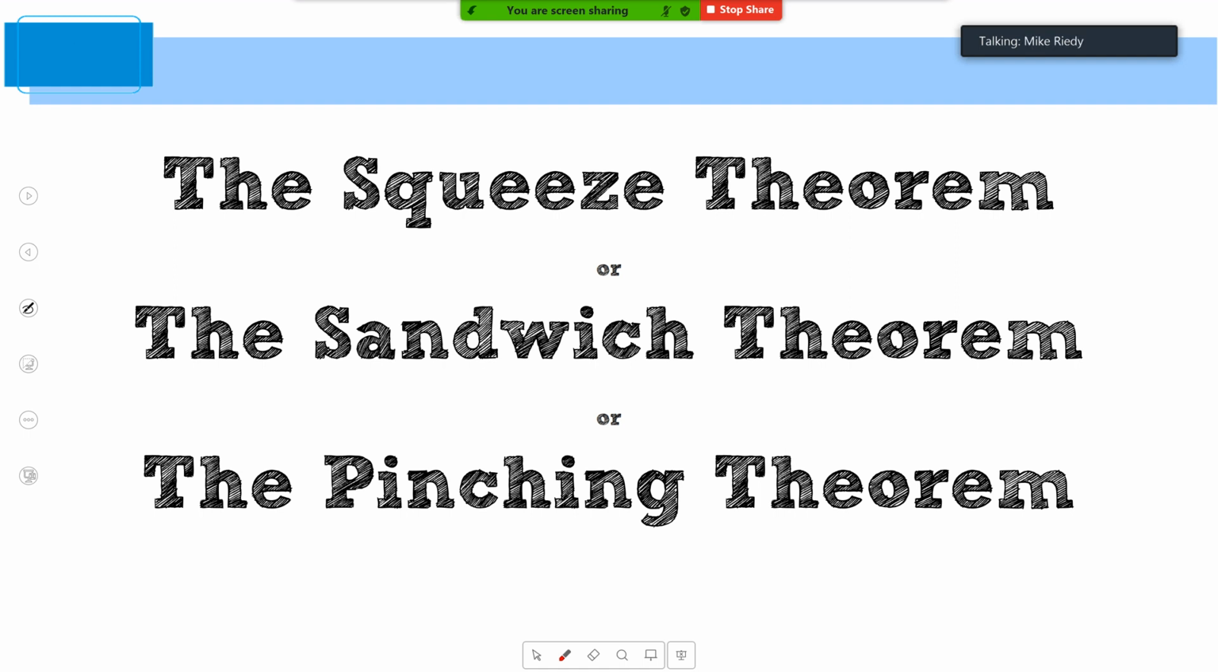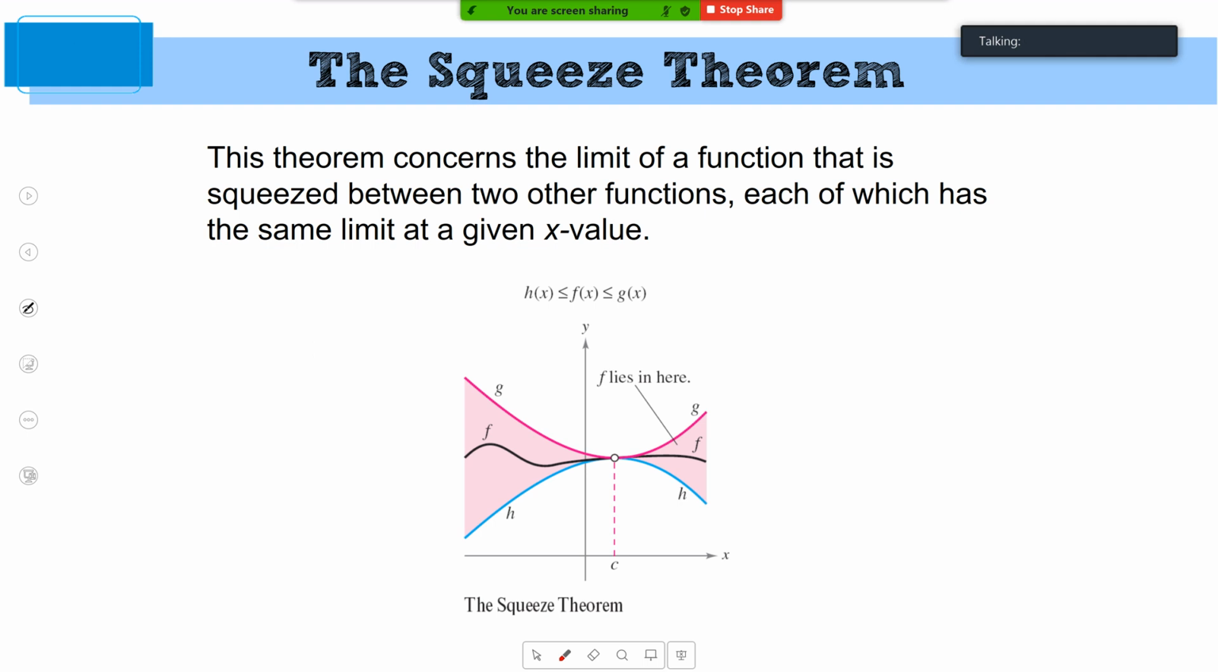Okay. 3 names for the same theorem. I like the Sandwich Theorem. You'll see why in a second. So, here's our setup. I have 3 equations or functions: g of x, h of x, and f of x. You'll see that I've got this little chunk of information. So here's how I'm going to describe this theorem. I've got 2 pieces of bread. I've got a g piece of bread, and I've got an h piece of bread. And I'm making a sandwich.